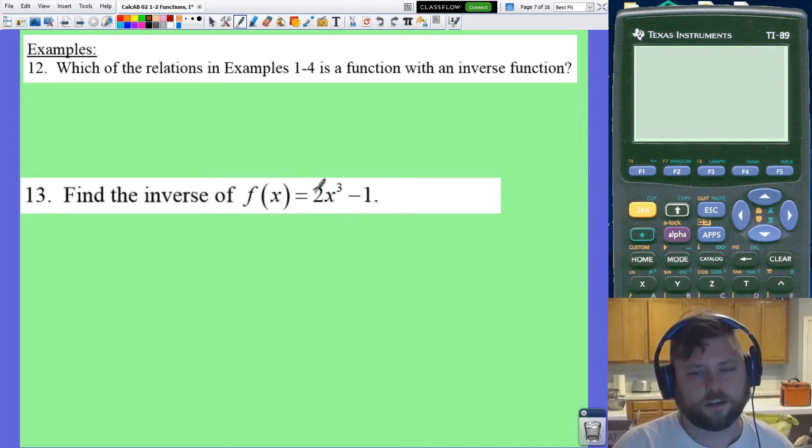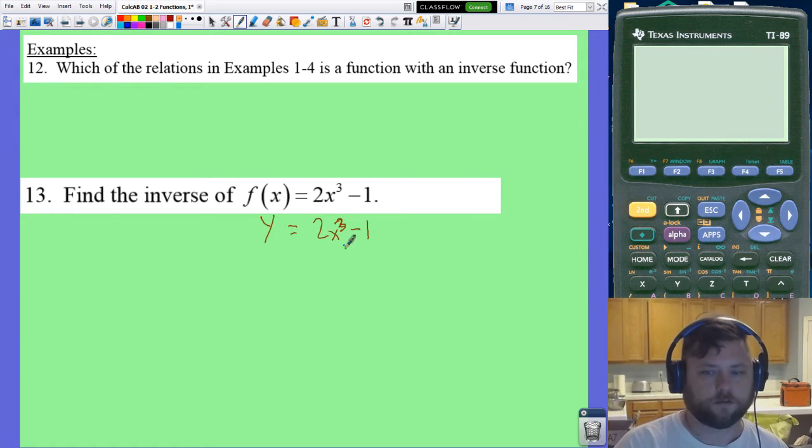Find the inverse of this function. So the first thing you want to do to find an inverse, this is more like what we're going to expect, is just change the f of x to a y. Oops, it's a cubed. And then what we're going to do is flip the x and y.